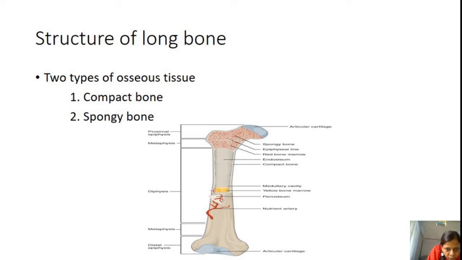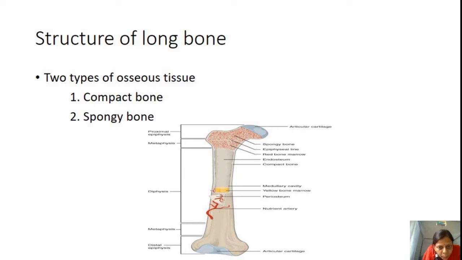If you take the structure in detail, there is a long stem-like structure. On either head side, you find a bulbous structure. These bulbous structures are called epiphysis, and this stem-like structure is called diaphysis. Diaphysis and epiphysis are connected through a structure called metaphysis. The entire bone is covered by a fibrous connective tissue called periosteum.